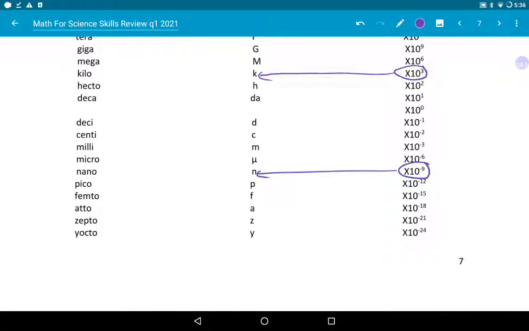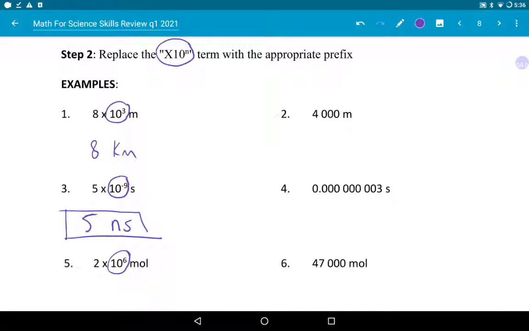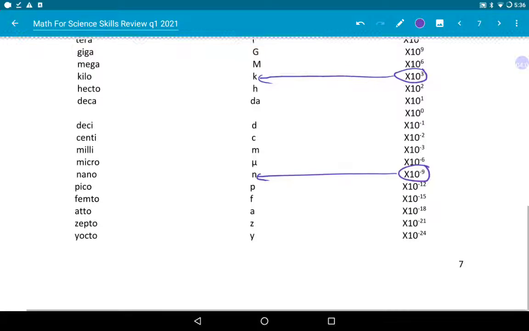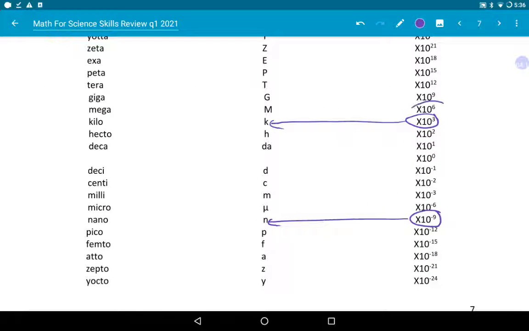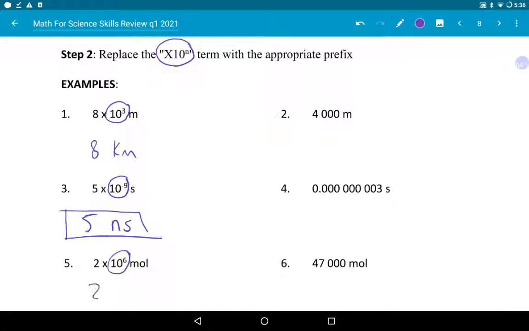It's just a communication tool. Now we have 10 to the 6. We go across and we're looking for 10 to the 6. We've got mega, capital M. So that's 2 megamoles. All right. Now let's look at some examples where we have standard notation.